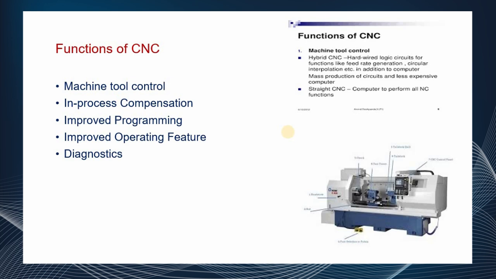But straight CNC uses the computer to perform all numerical control functions. So machine tool control controls the machine tool activities, in-process compensation compensates for the various functions and activities during the process, programming has been improved, operating features have been improved, and it provides diagnostics of the functions.